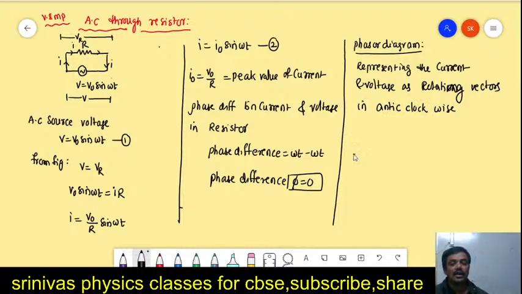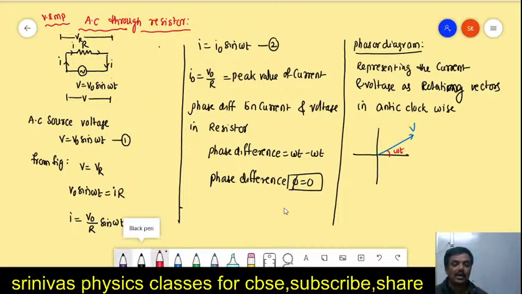We will draw the phasor diagram here. This we will take as the x-axis and this as the y-axis. Now let us draw the voltage. This is the voltage V, and this length gives the amplitude. Voltage is making some angle here. The angle we can take as omega t, since V equal to V naught sin omega t. Voltage angle is omega t.